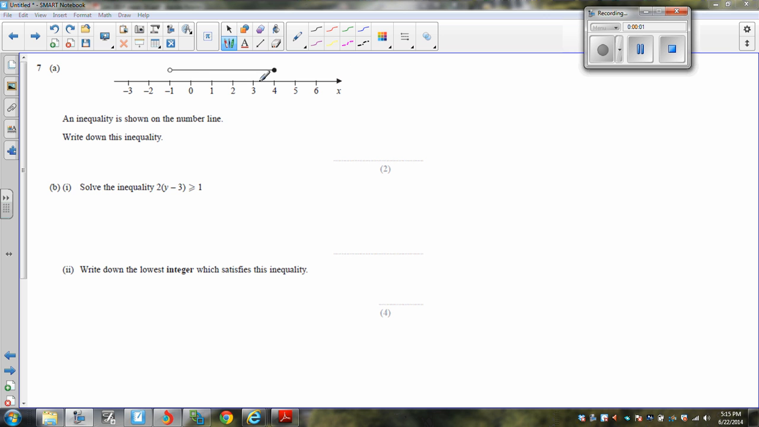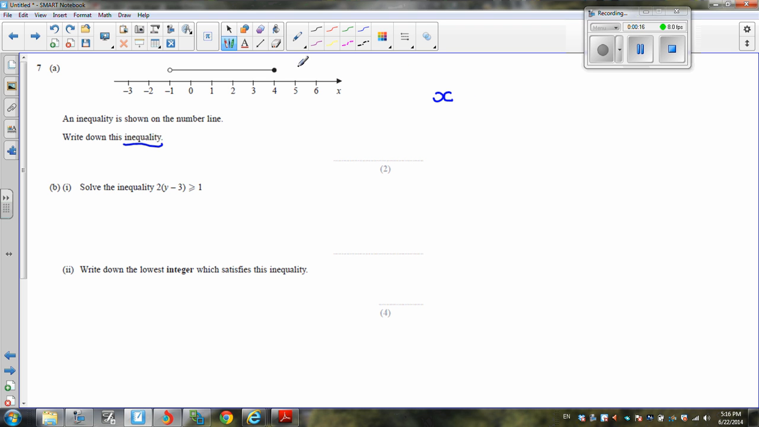Here we have an inequality question, and we can see here that we want to write this inequality as all of the numbers between -1 and 4. Now that's not including -1, and it is including 4. Now you can use x or you can use n.